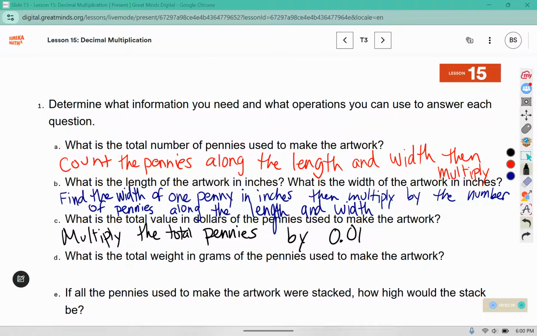What is the total weight in grams of the pennies used to make the artwork? Here we could multiply the total pennies by the weight of 1 penny.